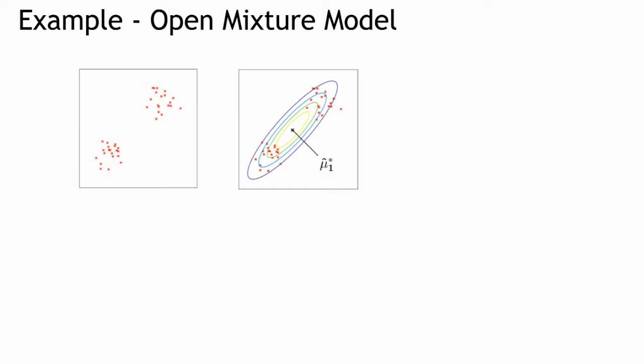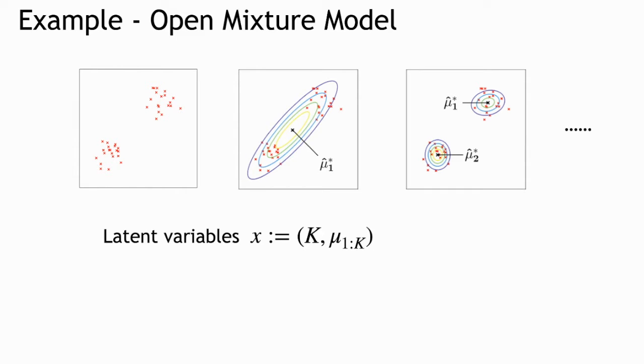However, it may contain one mixture, two mixtures, or more, so I decide to use an open mixture model where the number of the mixtures k is unknown as well as the centers of the mixtures mu 1 to k. Note that this model has a stochastic support since the number of the total latent variables depends on k. My goal is to learn the posterior for future prediction.